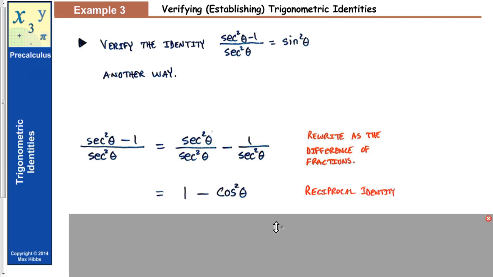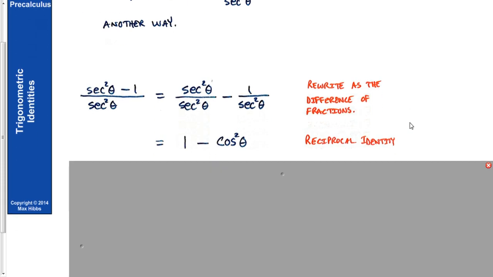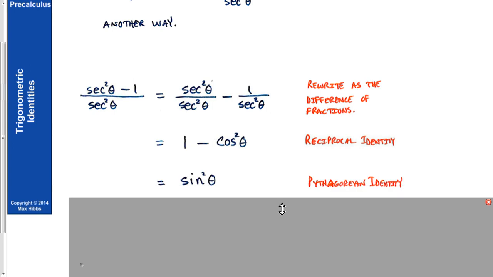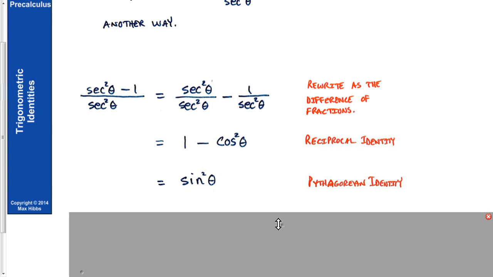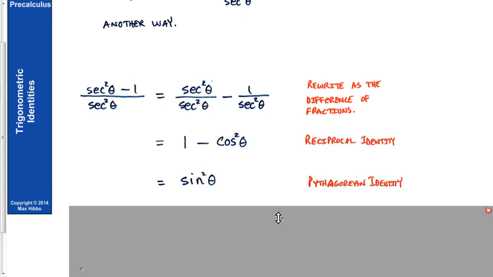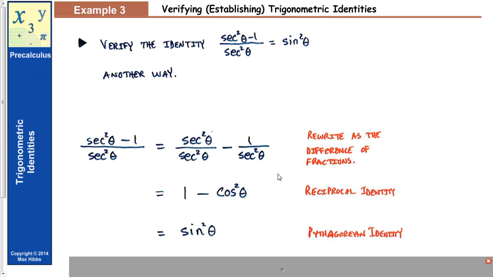Now here's the significance, of course. Secant squared theta over secant squared theta is just 1. And 1 over secant squared theta is the same as cosine squared theta, because secant theta and cosine theta are reciprocals of each other. So we could have replaced this with cosine squared theta. And of course, then we recognize 1 minus cosine squared theta is one of those special alterations of our Pythagorean identity, and it can simply be replaced with sine squared theta, which was what we were trying to show anyway.